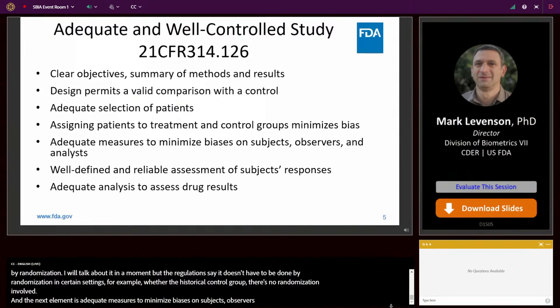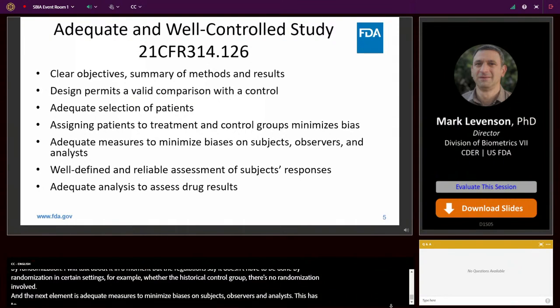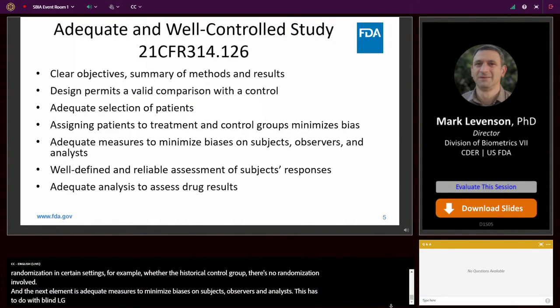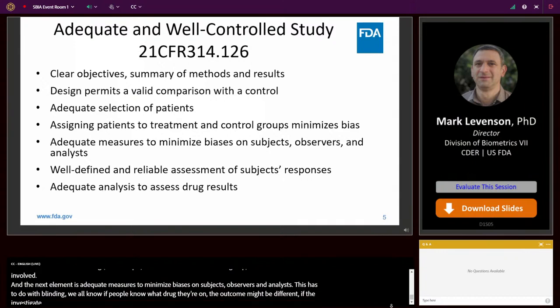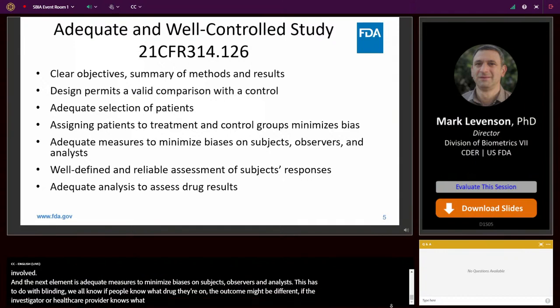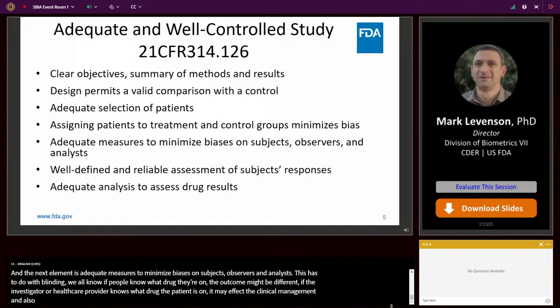This has to do with blinding. We all know that if people know what drug they're on, the outcome might be different. If the investigator or the healthcare provider knows what drug a patient's on, that may affect the clinical management, and it may even affect the recording or ascertainment of endpoints.